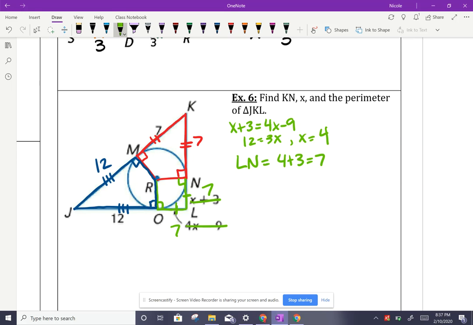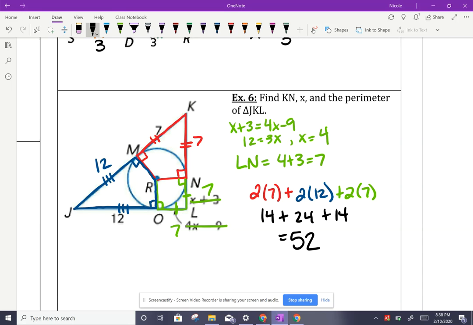So if I'm solving for the perimeter, I'm going to take all my pieces. I have 2 times 7 plus 2 times 12 plus another 2 times 7. Yes, I could have done 4 plus 7. I know, guys. Just showing you all the steps. 2 times 7 is 14 plus 24 plus 14. And we add it together and get 52 as our perimeter.